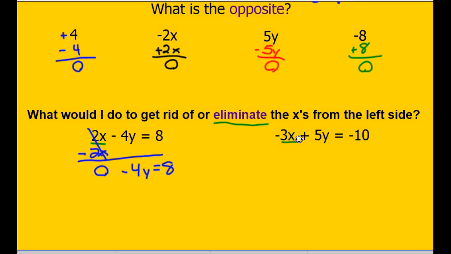Here we have a negative 3x, so we need to find the opposite of that. The opposite of a negative is a positive, so positive 3x. Negative 3x plus 3x cancels out, it gives us 0. So what we're left with is 5y equals negative 10. We eliminated the x's.